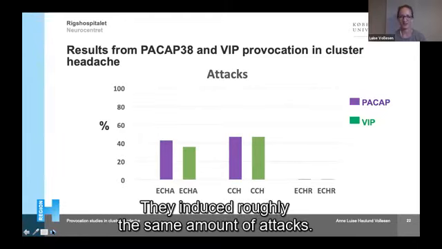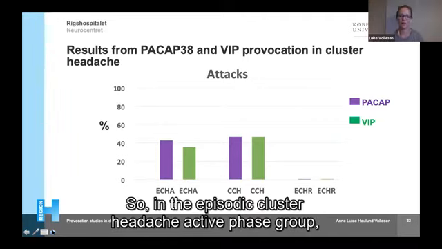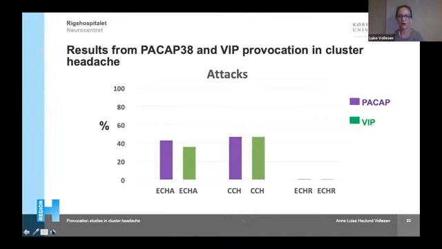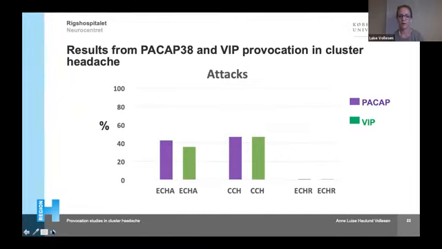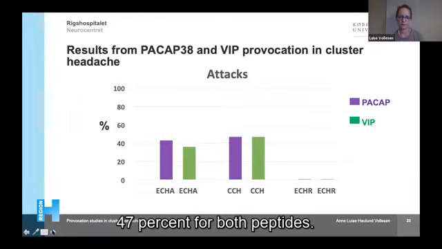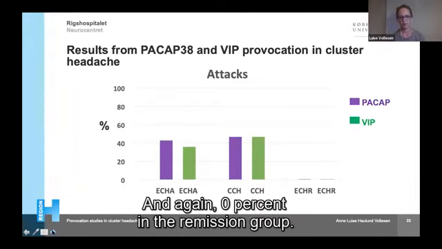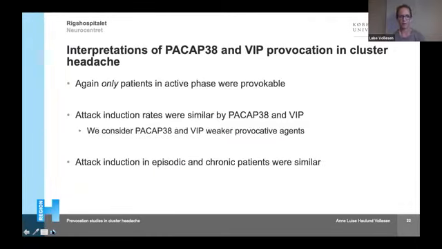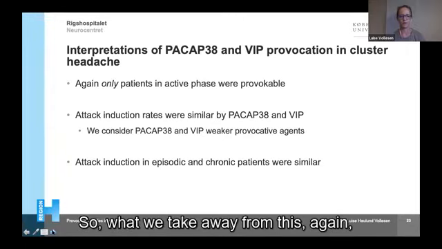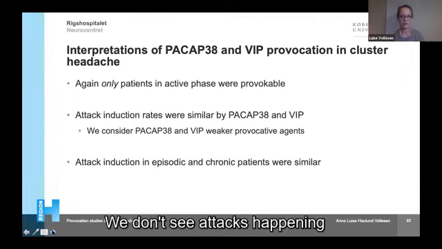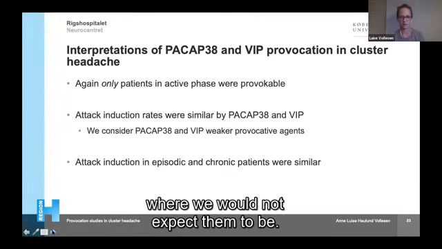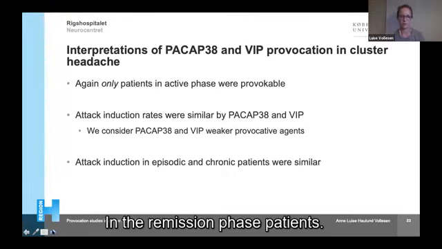They induced roughly the same amount of attacks. So in the episodic cluster headache active phase group, 43% on PACAP versus 36% on BIP, and in the chronic group, 47% for both peptides, and again 0% in the remission group. So what we take away from this is, again, the patients are only provocable in their active phase. We don't see attacks happening where we would not expect them to be, in the remission phase patients.